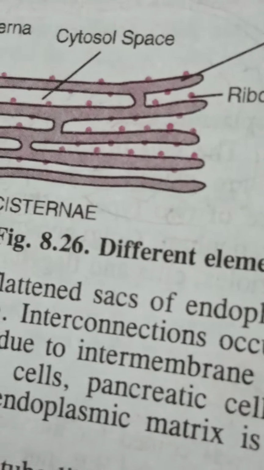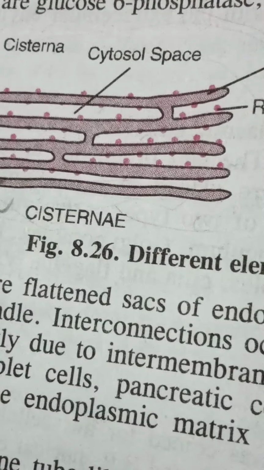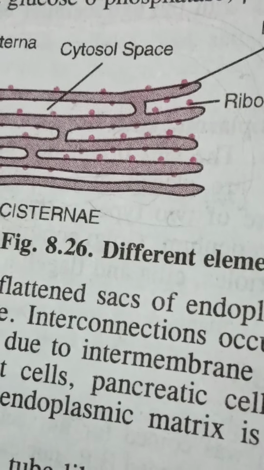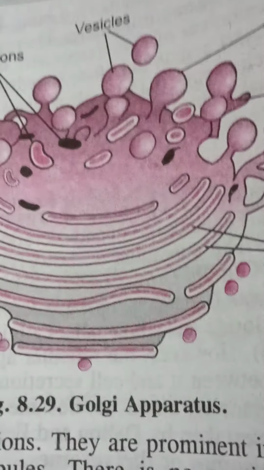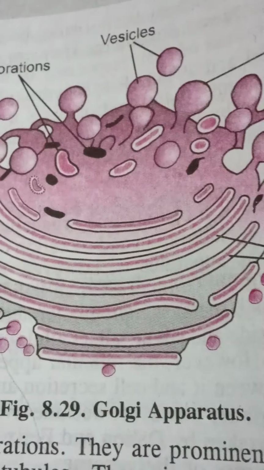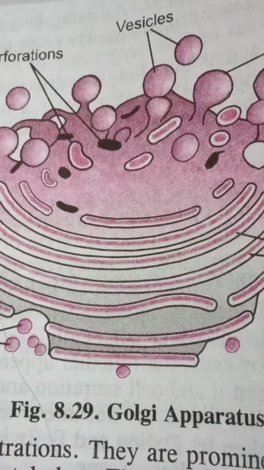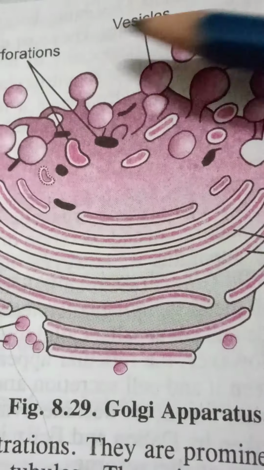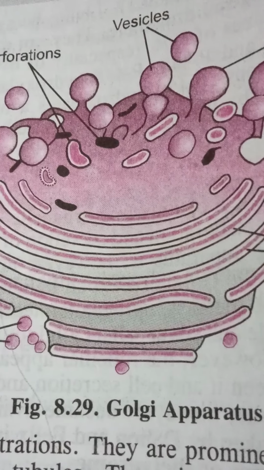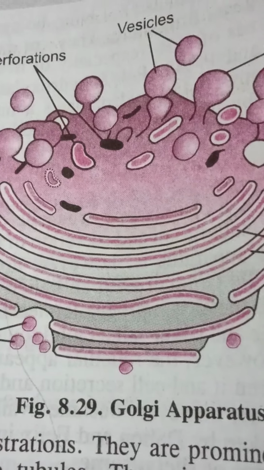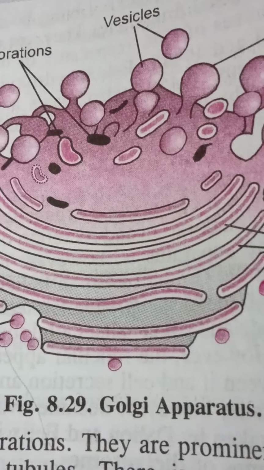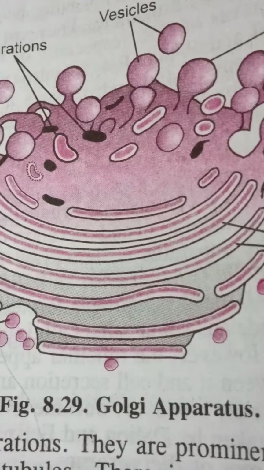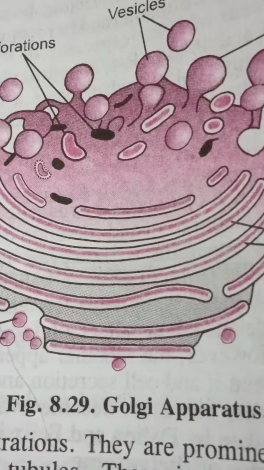Okay, so next, after this endoplasmic reticulum, we come to the second organelle, that is the Golgi apparatus or the Golgi body. As you can see, this is the structure of the Golgi apparatus. Now this apparatus was first studied by Camillo Golgi, and according to his name, it was named the Golgi complex or Golgi apparatus. Now this Golgi apparatus is absent in prokaryotic cells and is present in eukaryotic cells, but exceptional cases are there.